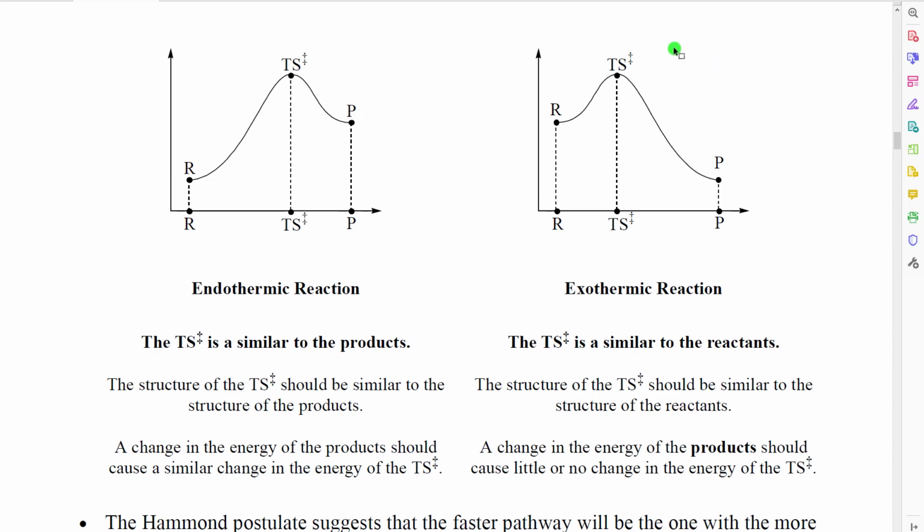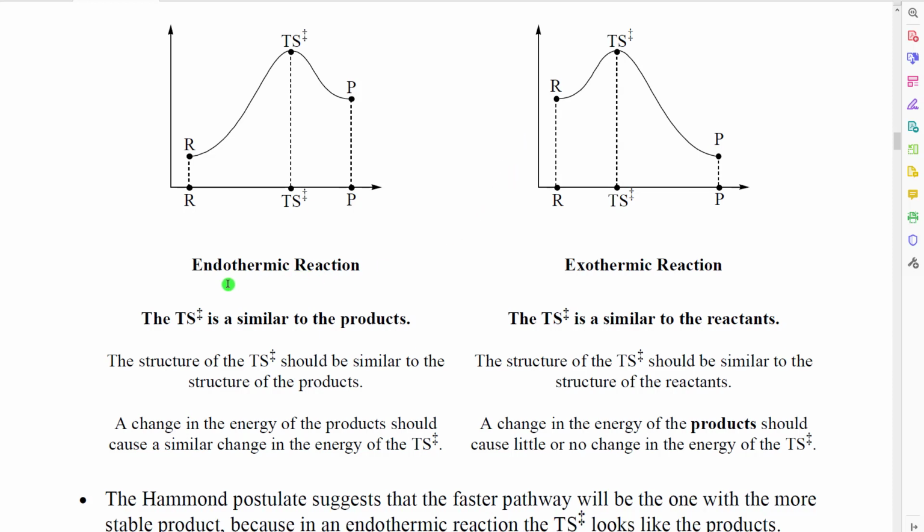The opposite would be true in an exothermic reaction. The reactant would start at a very high energy. We would not have to move very much to get to the transition state. So the transition state would look like the reactant, and then it would change a lot as we go down to the product. So the transition state would look very different from the product.